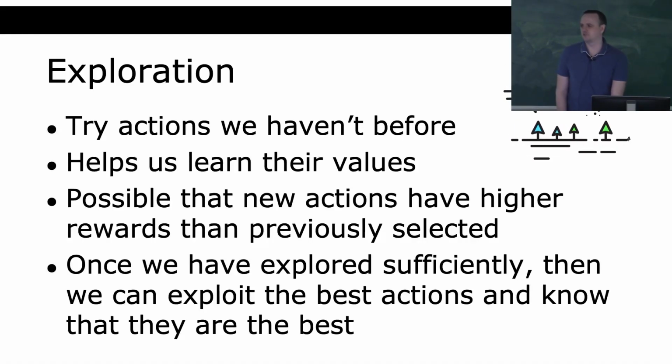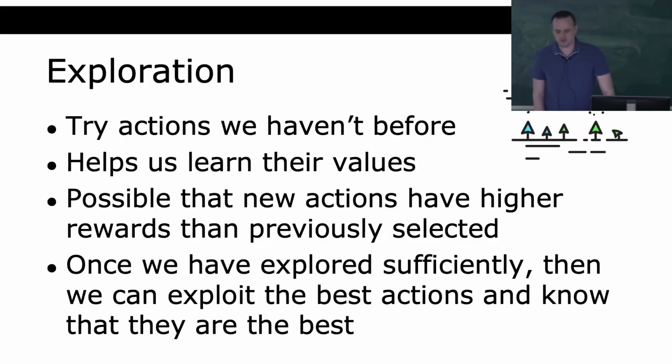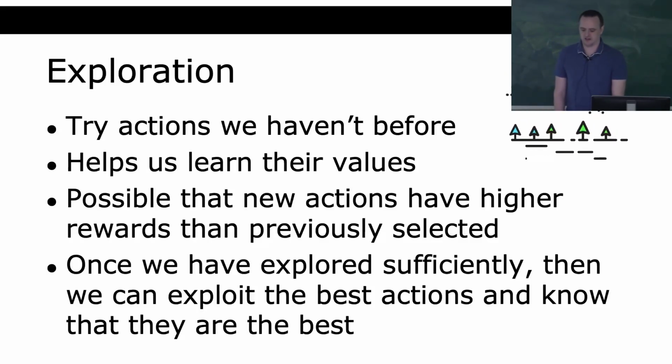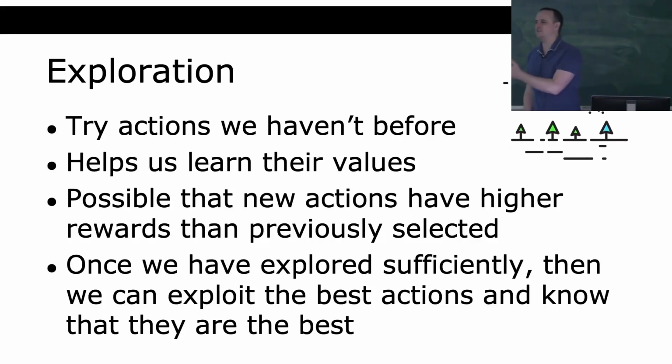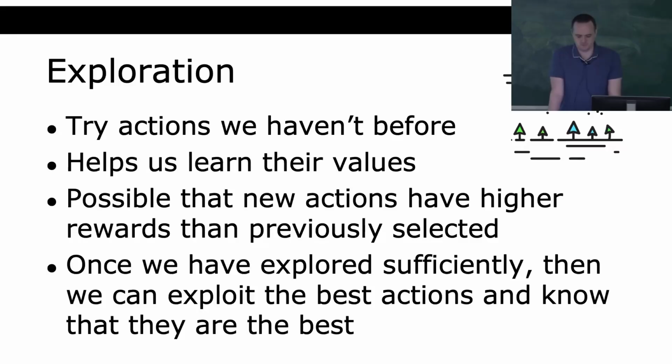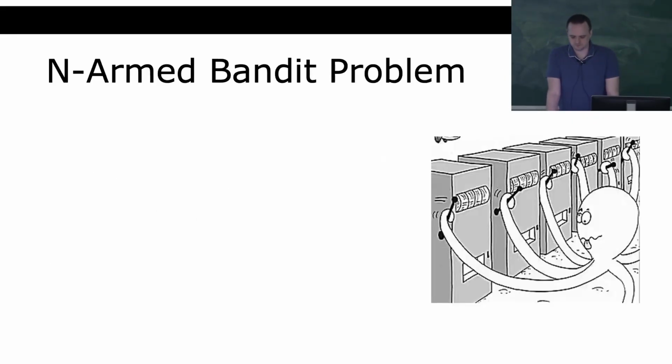So once we've explored sufficiently, we can exploit the best actions, and then we can have some sort of measure of certainty of how much we know, right? So if we've tried each action just once versus we've tried each action 1,000,000 times, we're going to be more certain of the values of those actions.